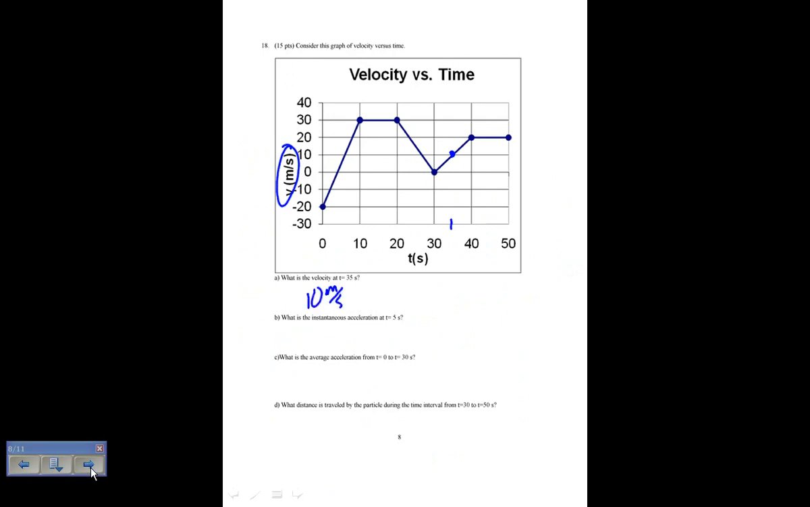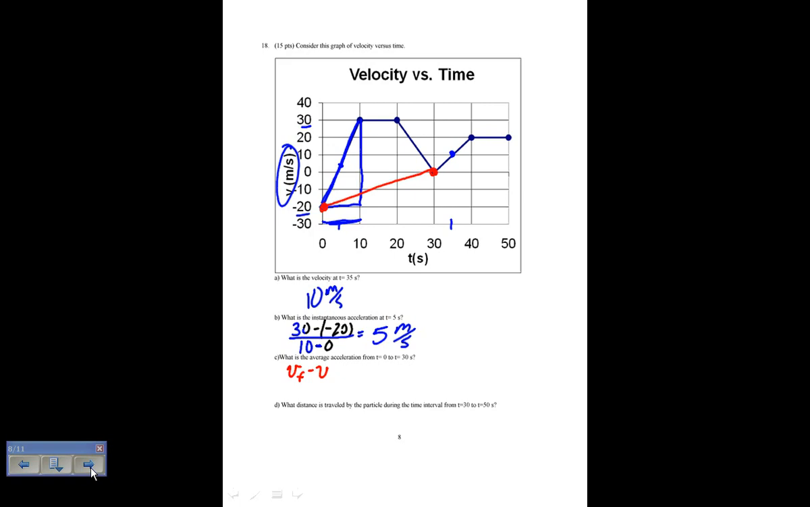Number 18. I have this graph. I want to know what is the velocity at t equals 35 seconds. This is velocity on the y-axis. At 35 seconds, which is right here, the velocity is 10 meters per second, just reading it straight off the graph. No calculations. What is the instantaneous acceleration at t equals 5 seconds? That's right here. I want to find the slope of this line. I do rise over run. The rise goes from negative 20 to 30, so that's 30 minus negative 20, divided by the run, which is 10 minus 0. That's 50 over 10, which is 5 meters per second squared. So that's the instantaneous acceleration.